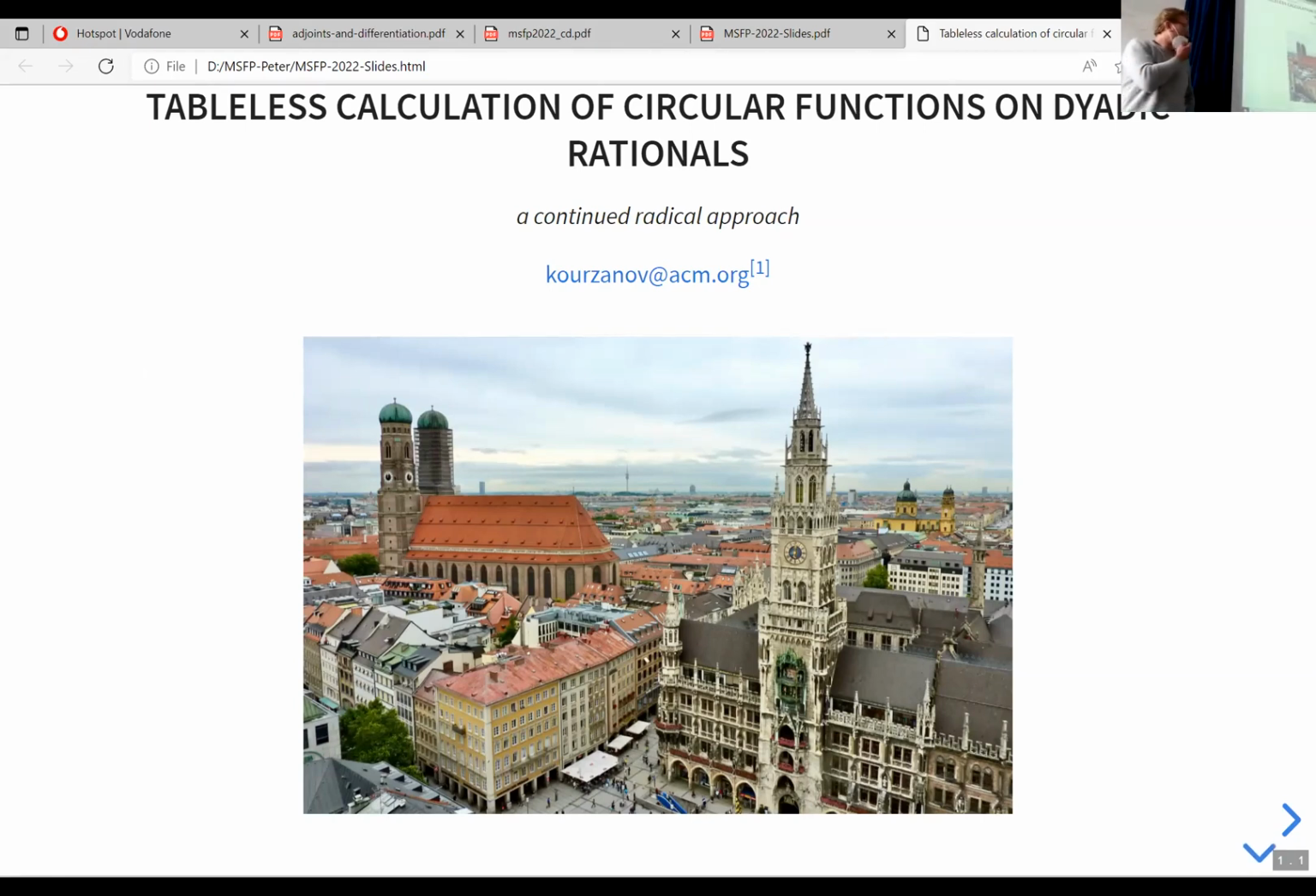Hello, everyone. I'm here to present a slightly different view on mathematically structured functional programming. It's actually work that I've done a couple of years ago. The context of the work is that I work at a big semiconductor company, and we frequently need to implement circular functions or trigonometric functions in our hardware and software.